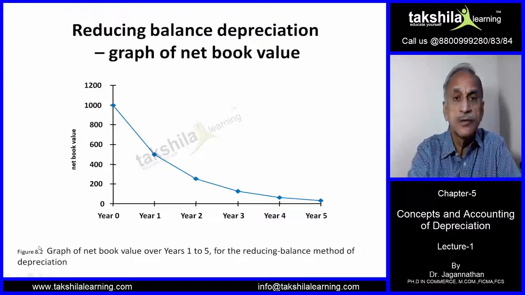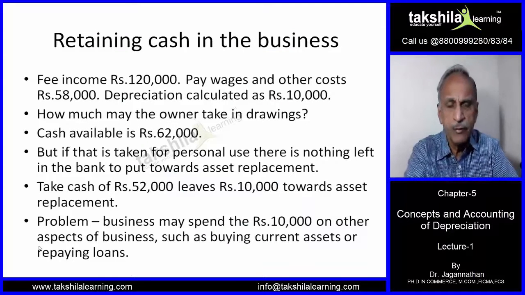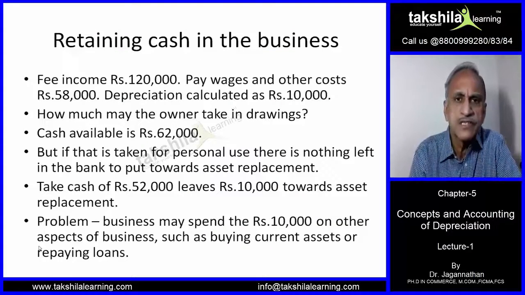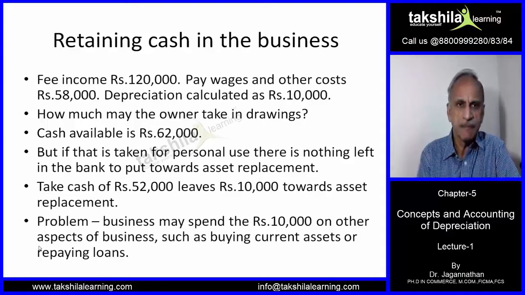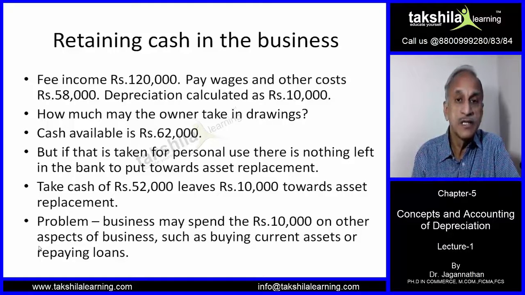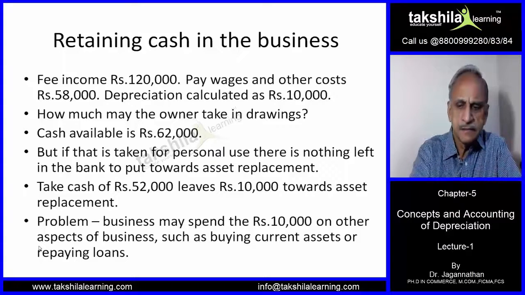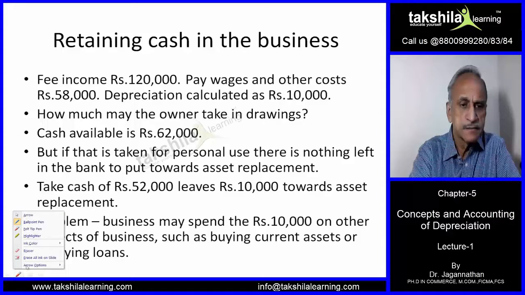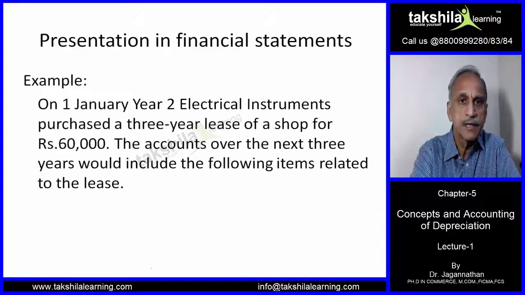Having discussed the two important methods of depreciation, we come to one of the very important objectives in a business with regard to fixed assets for which depreciation is charged. Fee income of rupees 1,20,000, pay wages and other costs 58,000, depreciation calculated at 10,000. How much may the owner take in drawings? Cash available is 60,000. Sorry for this, we can cancel this. Let's go to the next topic.